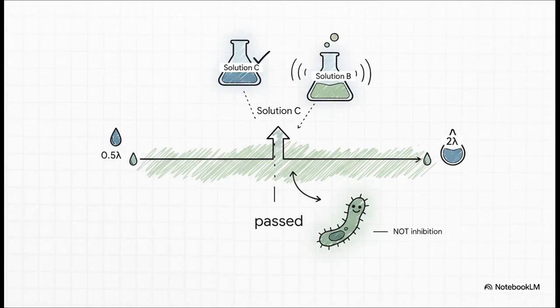So this slide shows us exactly what a pass looks like. Our perfect signal, solution C, sets the benchmark. The result we get from our sample, solution B, has to land somewhere in that sweet spot, no lower than half the lambda value and no higher than double. If it lands right there, congratulations, your sample has passed the sound check. It shows no significant interference, and you can now move on to the real test with confidence.